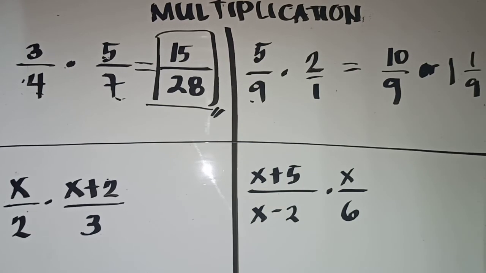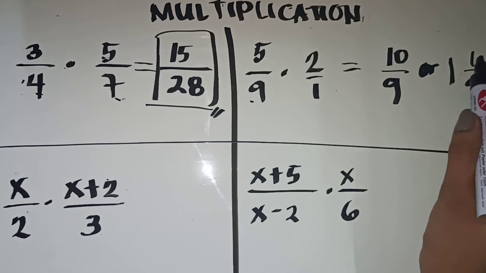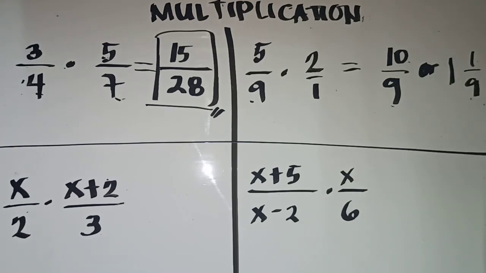Okay, so bakit po 1 and 1 over 9? So 9 multiplied by 1 is 9 plus 1 is 10. Then over 9. Okay, so next.